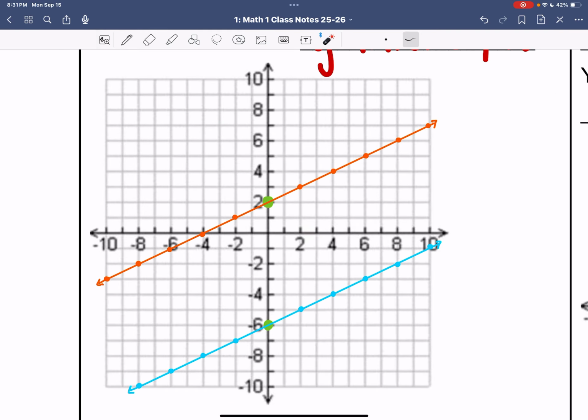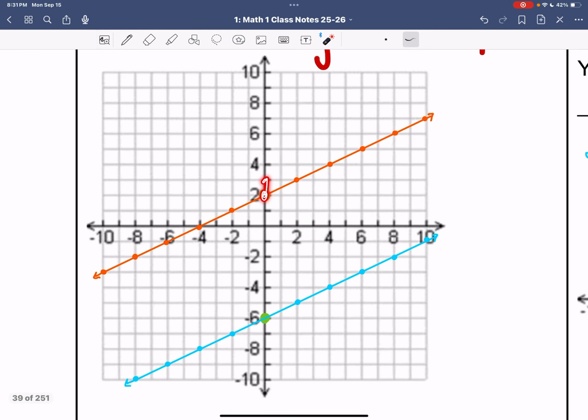2. So we're starting here, we're going up 1 to the right 2, and I'm continuing the pattern. And then we can also go down and to the left, down and to the left, and continue the pattern. So when we get it, our line's going to look like that.